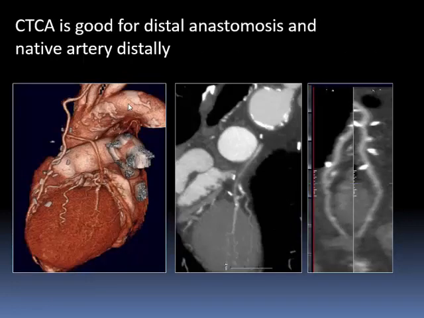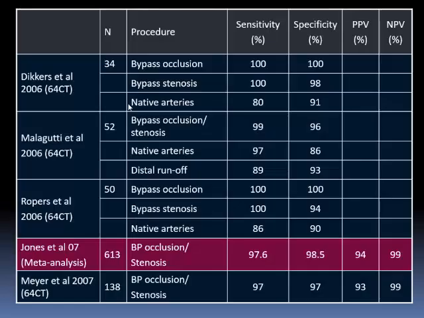It becomes progressively more difficult with the native vessels, partly because the vessels tend to calcify very heavily after bypass, and obviously then you are left with that challenge. Also, distal vessels tend to be small vessels, so again it can be a bit tricky. Okay, but the bottom line is sensitivity again and specificity for graft occlusion and significant stenosis is very, very high. So in other words, it's a very good test for bypass.